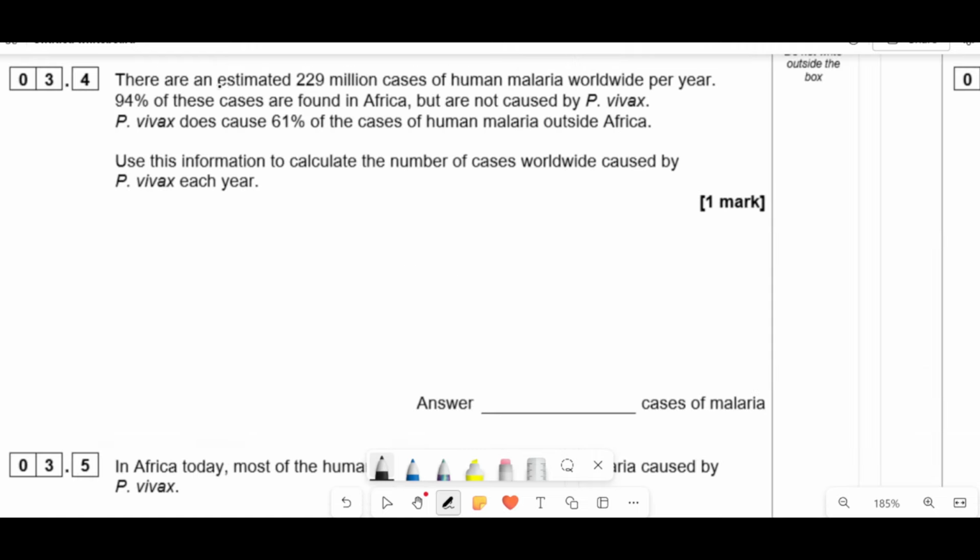But there you go. So there are an estimated 229 million cases of human malaria each year. 94% of these are found in Africa, but not caused by P. vivax. P. vivax does cause 61% of the cases of human malaria outside of Africa. Use this information to calculate the number of cases worldwide caused by P. vivax each year.